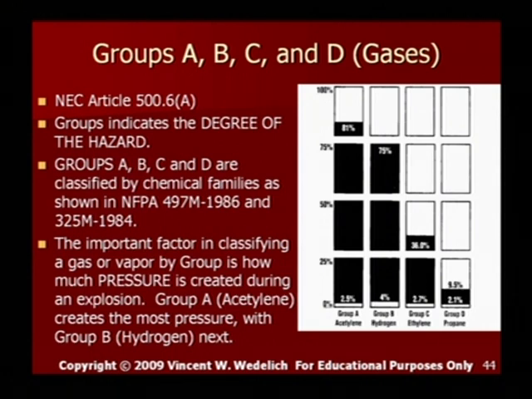Group A is acetylene, Group B is hydrogen, Group C is ethylene, Group D is propane. And in the NEC, or also in NFPA 497, you'll find a list of all these gases, and it'll tell you what groups they are. You rarely have to determine what group it is, but if you do have to determine that, you can find that in IEEE standards as well.